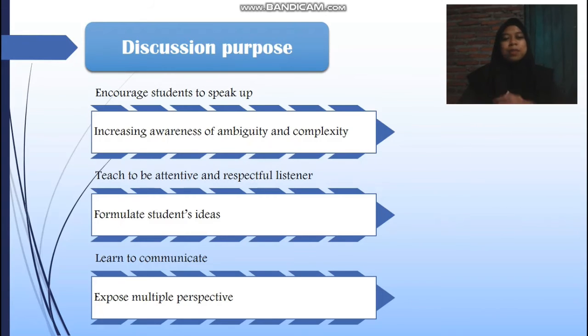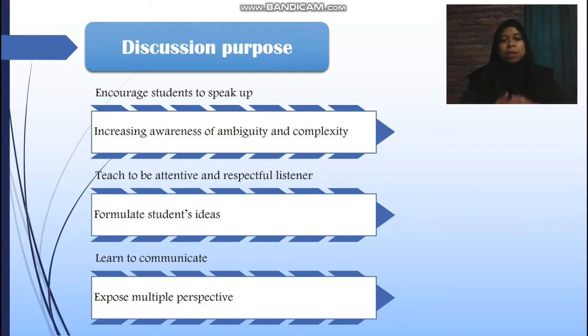And the next is to formulate the students' ideas. Like I said before, in teaching, the teachers cannot simply transfer their knowledge to the students, but the students have to formulate their own ideas. And this discussion technique will help the students to formulate those ideas.